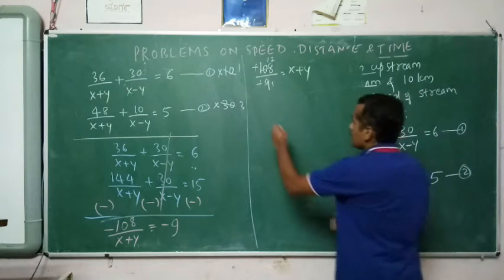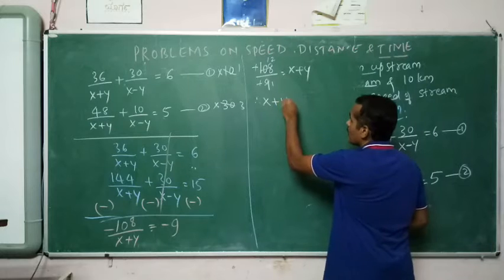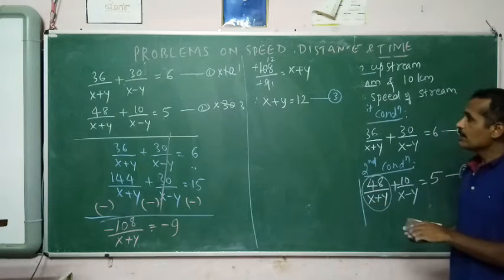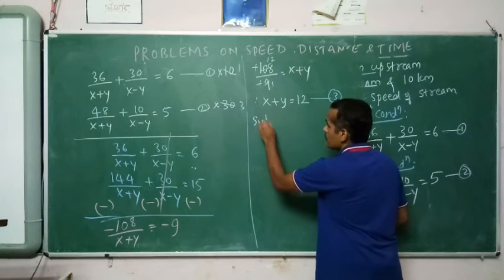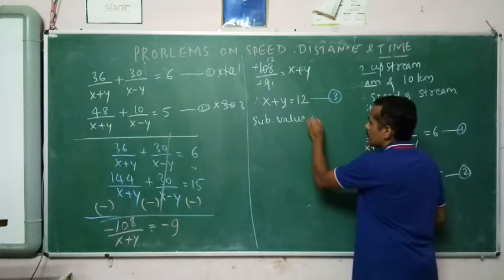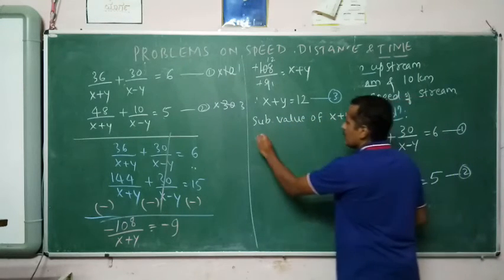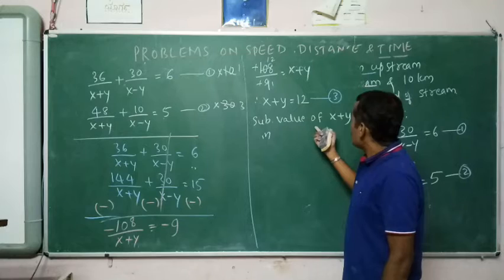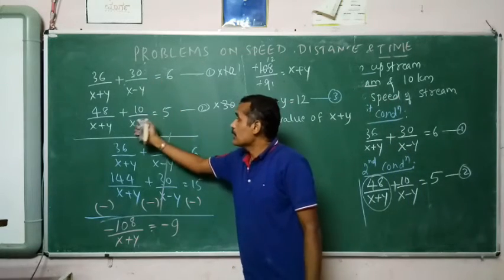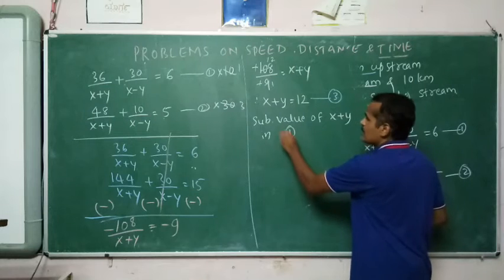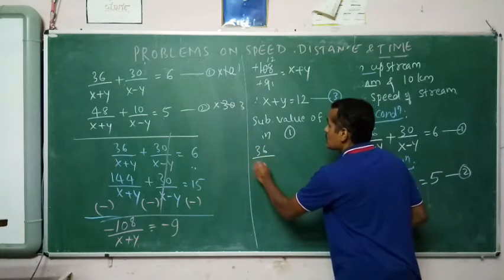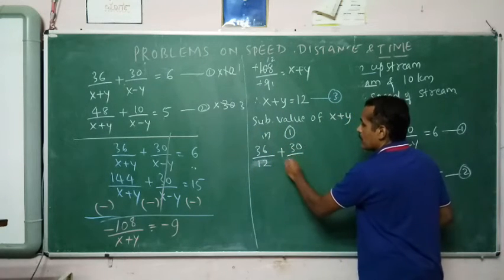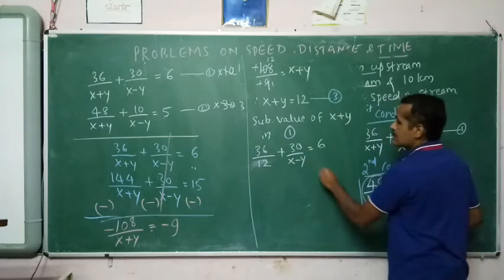So, I got an equation. Therefore, x plus y is equal to 12. Call it equation number 3. Now what? Substitute the value of x plus y in equation 1 or in equation 2. I can substitute in equation 1. 36 by x plus y. x plus y means what? 12. Plus 30 divided by x minus y is equal to 6.